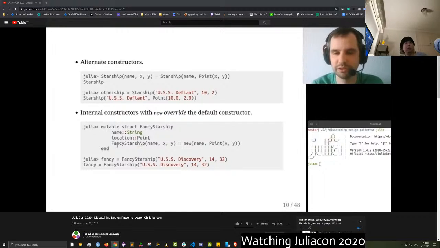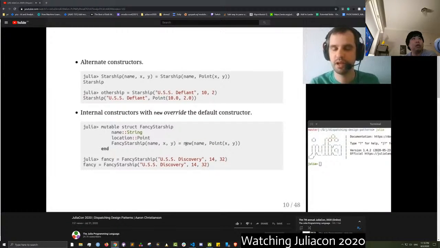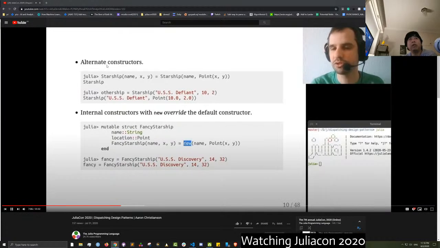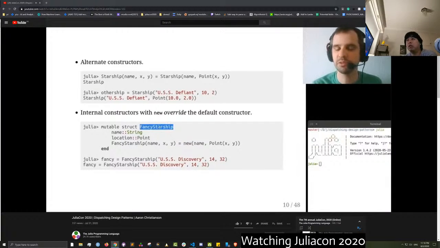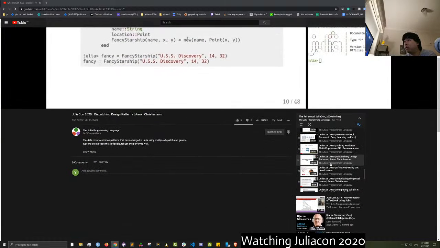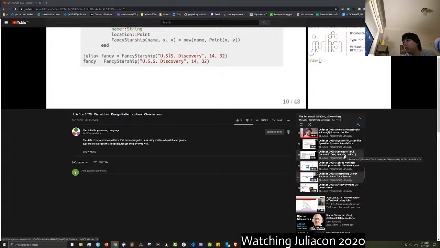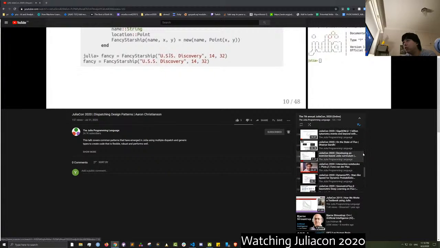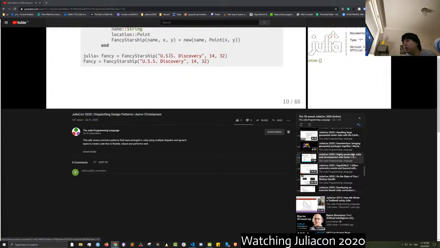So after your fields, you put in the constructor name again, and then you have how you wanted to use the default constructor, but you use new here because this name isn't available yet because it hasn't been defined yet, right? It's like the chicken and egg thing. So you have this new thing. And once you have an internal constructor, the default constructor goes away. It's no longer available.